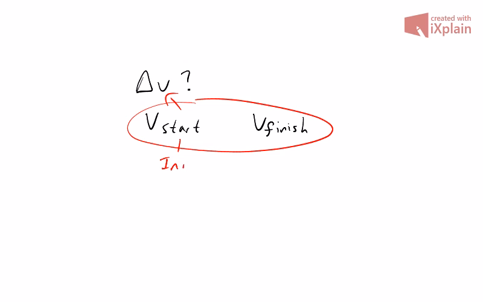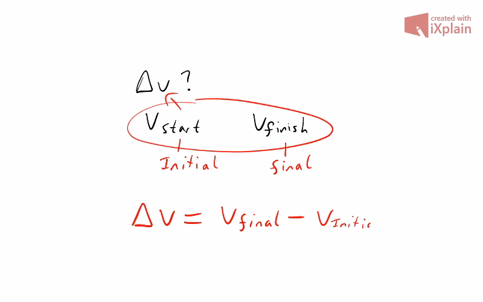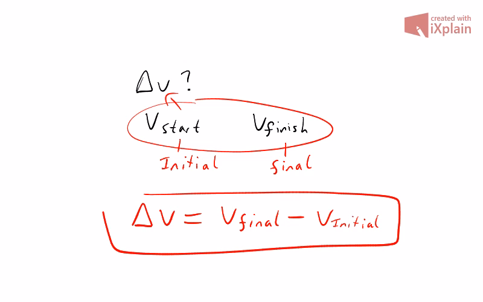Now what we're going to do is we're going to use some more technical terms here. We're going to use initial instead of start, and final instead of finish. So if we do that, delta V, the change in speed, we get that by taking the final speed, take away the initial speed. Now, this relationship always stands. You must always take the final and the initial in terms of taking them away. So the initial speed is always taken away from the final speed, not the other way around.